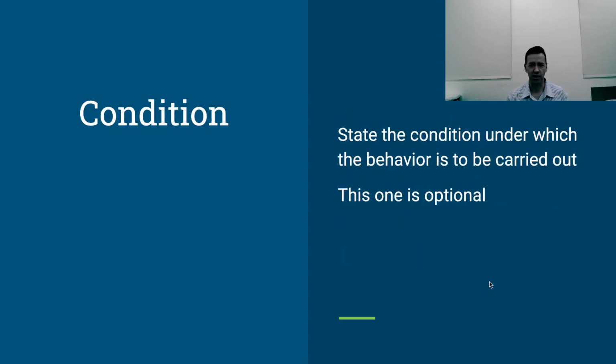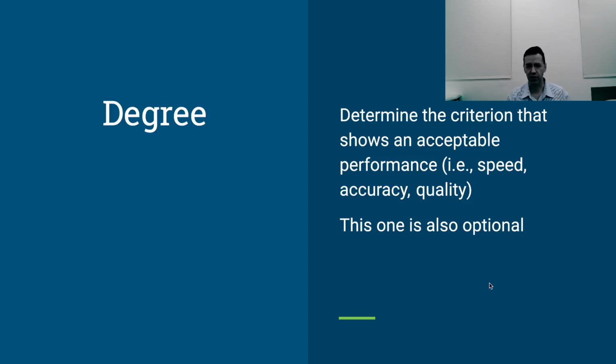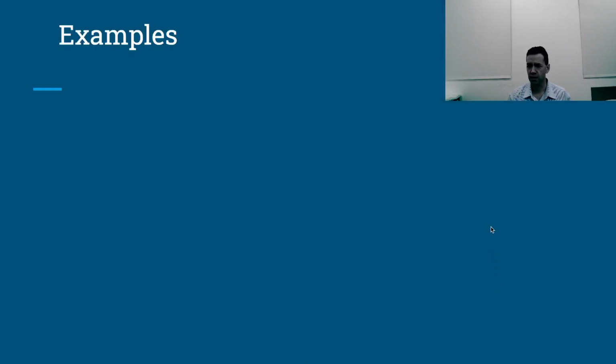Okay, next one is condition. State the condition under which the behavior is to be carried out. This one is optional. And then the last one is degree. Determine the criterion that shows an acceptable performance, for example, speed, accuracy, quality. And this one's also optional. Okay, so let me give you some examples. I've got them color coded, so audience is this color, then behavior, condition, and degree.